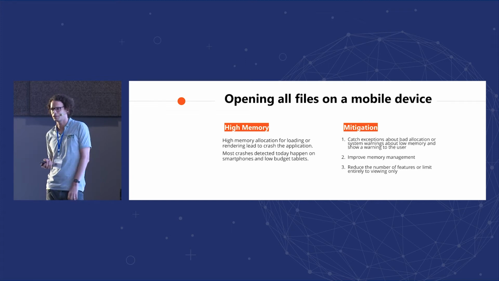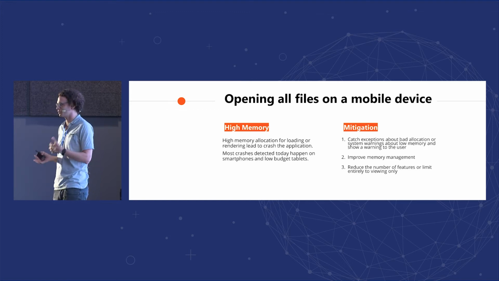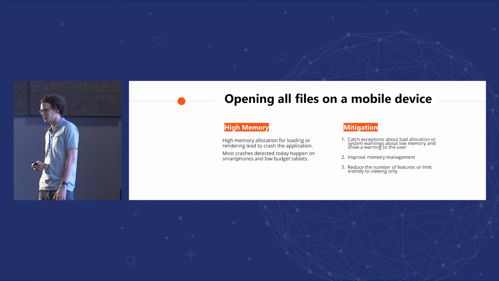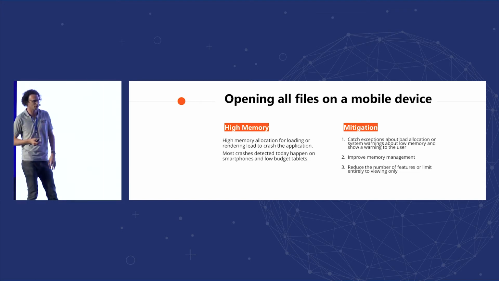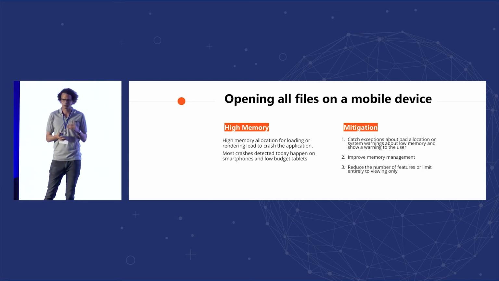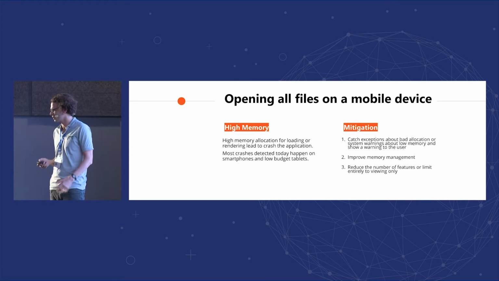So what have we done in the past? Well, we just catch that, say, OK, we're out of memory, and we warn the user, and so we gracefully fall back. But of course, that's not the solution. We then did some tweaking of our approach and actually improved our memory usage. But we're still hitting a limit with the very large files. And so the final option for us is we just degrade capabilities.